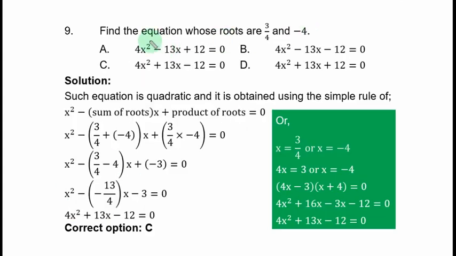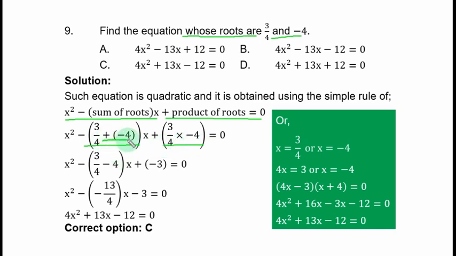Question 9. Find the equation whose roots are 3/4 and minus 4. Solution. Such equation is quadratic because of the two roots, and it is obtained using the simple rule of s squared minus bracket open sum of roots bracket close times s plus product of roots equal to 0. So we have the two roots through addition and the two roots being multiplied.